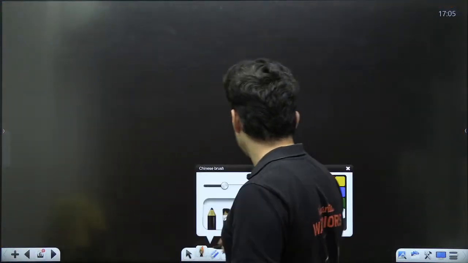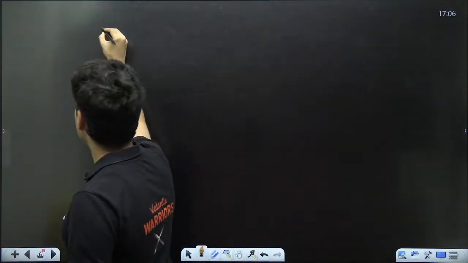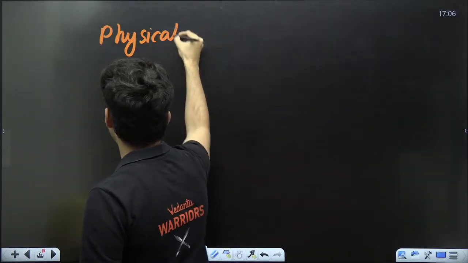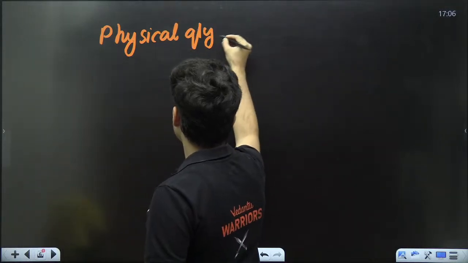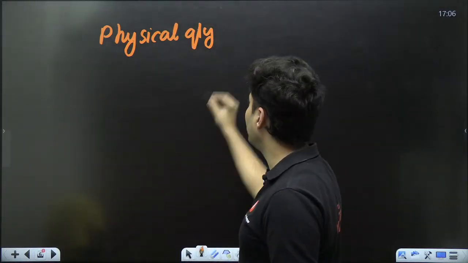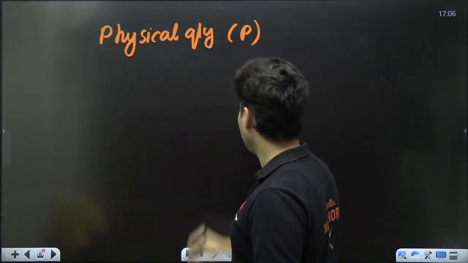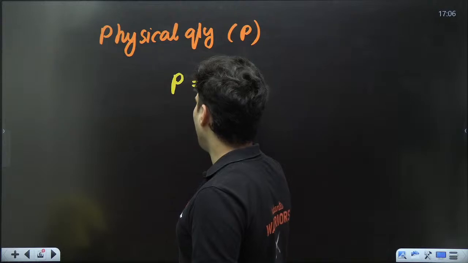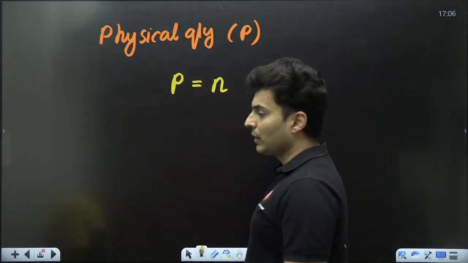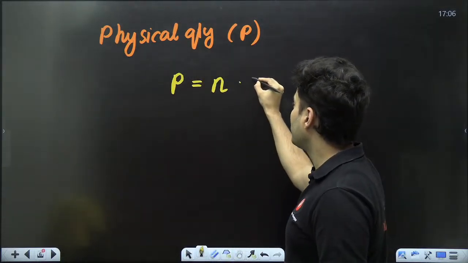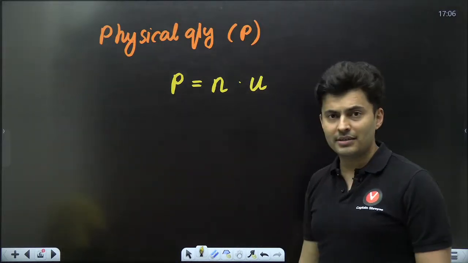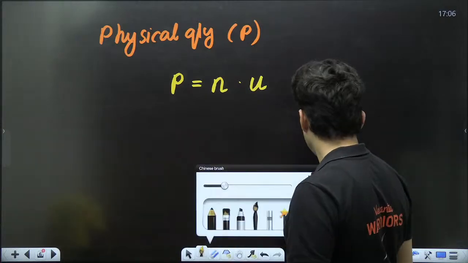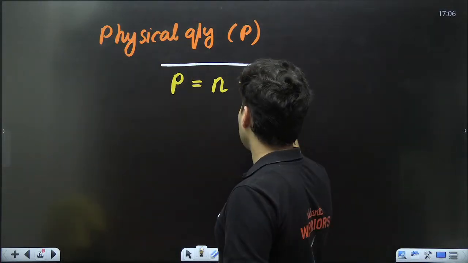And whenever you have a physical quantity, let's say I call it P, that physical quantity will have a magnitude, I can call it N, and it will also have a unit, I will call it U. So basically a physical quantity is N times of U.